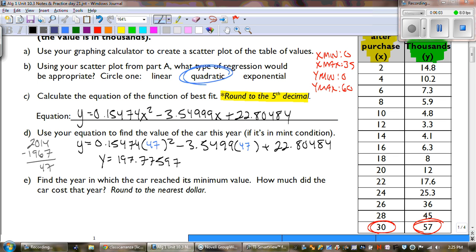Okay, but they asked what is it worth? Remember that that is talking about thousands. So what it's actually worth would be $197,775.97. Woo! It's a pretty sweet deal if you ask me. Too bad I don't have that car in mint condition or have that car, period.